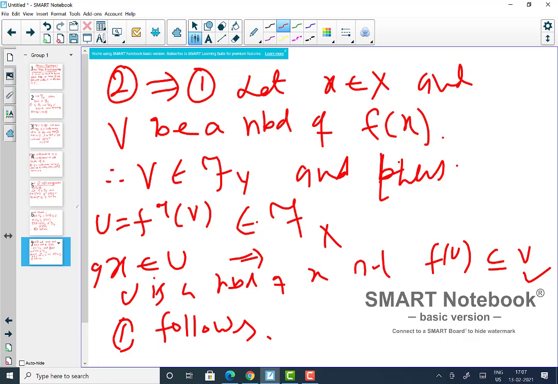To prove something is open, it is better to use definition 2, but to prove something is continuous throughout the space, it is better to use definition 2. But to prove something is continuous at a point or is not continuous at a point, it is better to use definition 1. Okay, so these are all examples. Now let me give some examples.